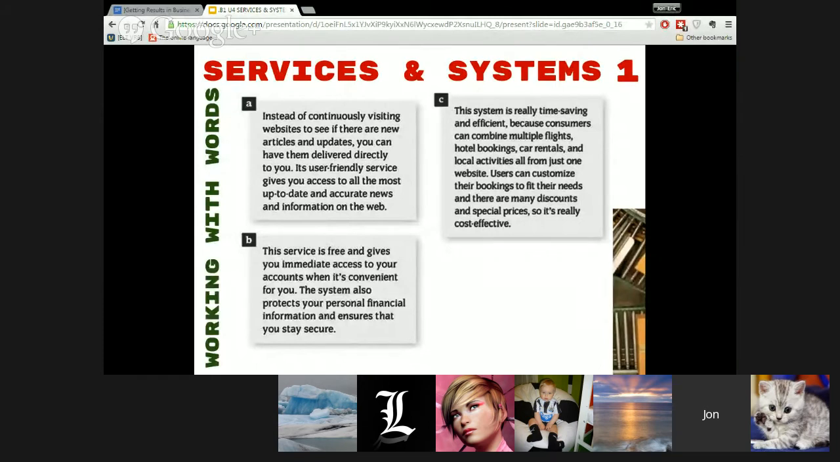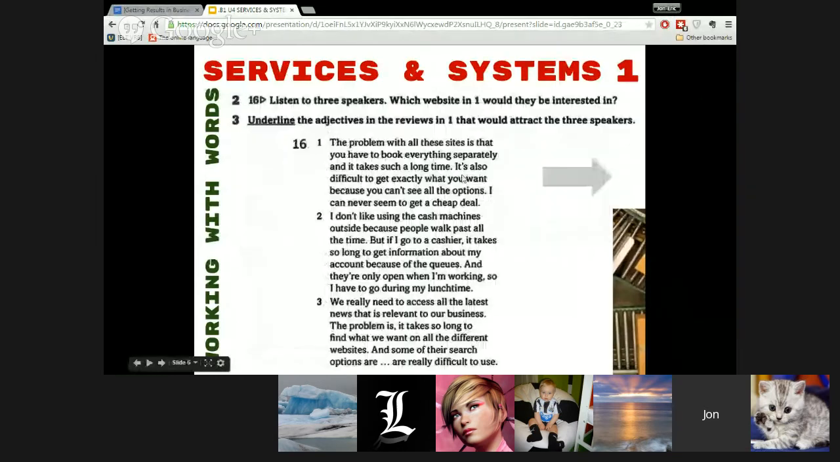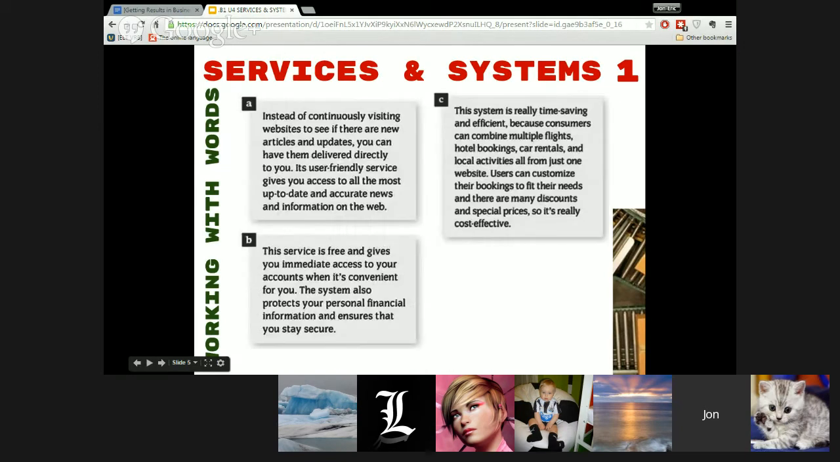Okay, good. All right, so now that we've looked at that, what we're going to do is work on the language for a second here. I want you to focus on the language. Your task is to not underline, but tell me the adjectives, I'm going to put them on screen, the adjectives that you see that would attract these speakers in particular. I want you to focus on the language. So take another look at the texts.